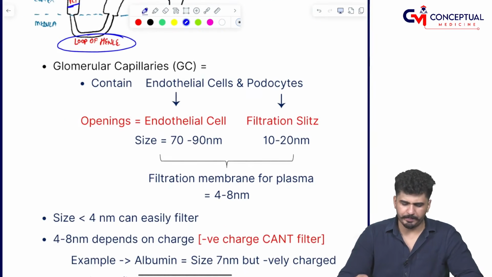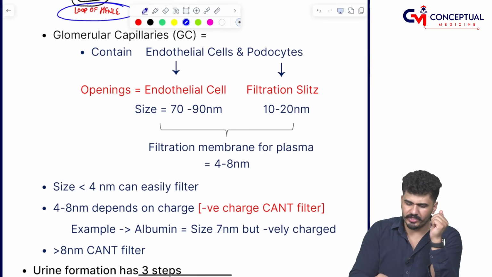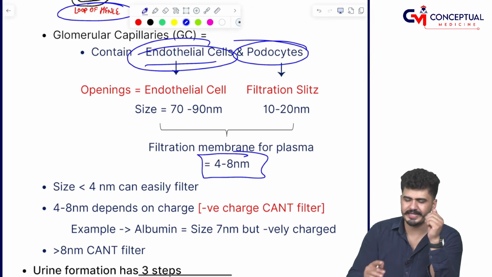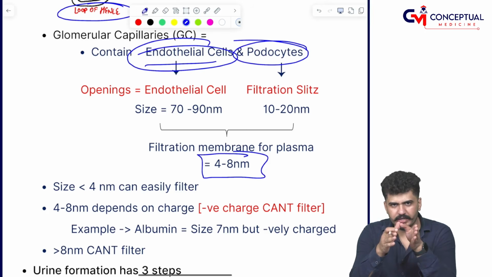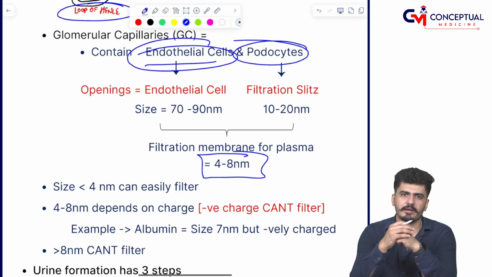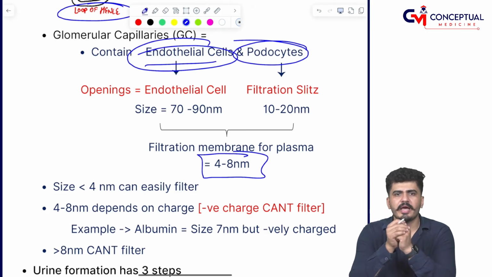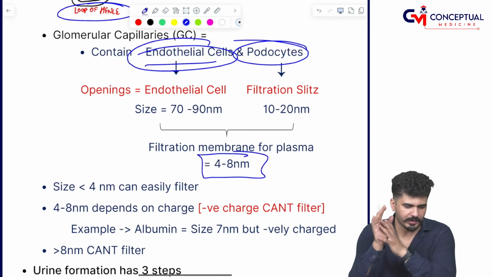Now, glomerular capillaries have a filtration slit. How are they made up, and what is their size? They have an endothelium and podocytes. They make a filtration membrane of 4 to 8 nanometers. So, structures larger than 8 nanometers are not allowed to pass. Structures between 4 to 8 nanometers are allowed to pass, but they should be positively charged. And if a structure is less than 4 nanometers, it is easily allowed to pass from there.